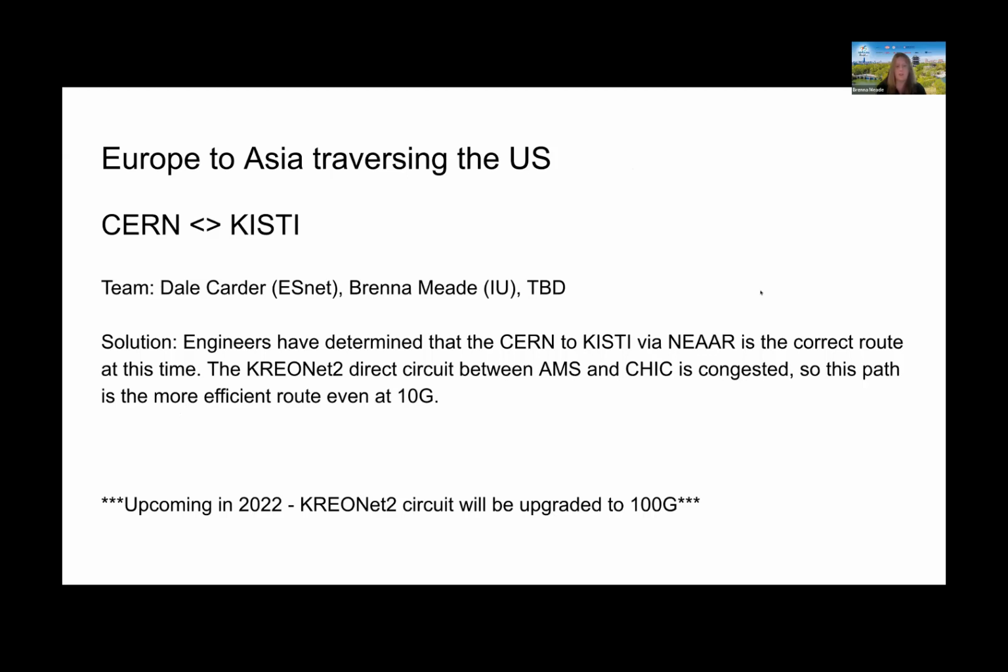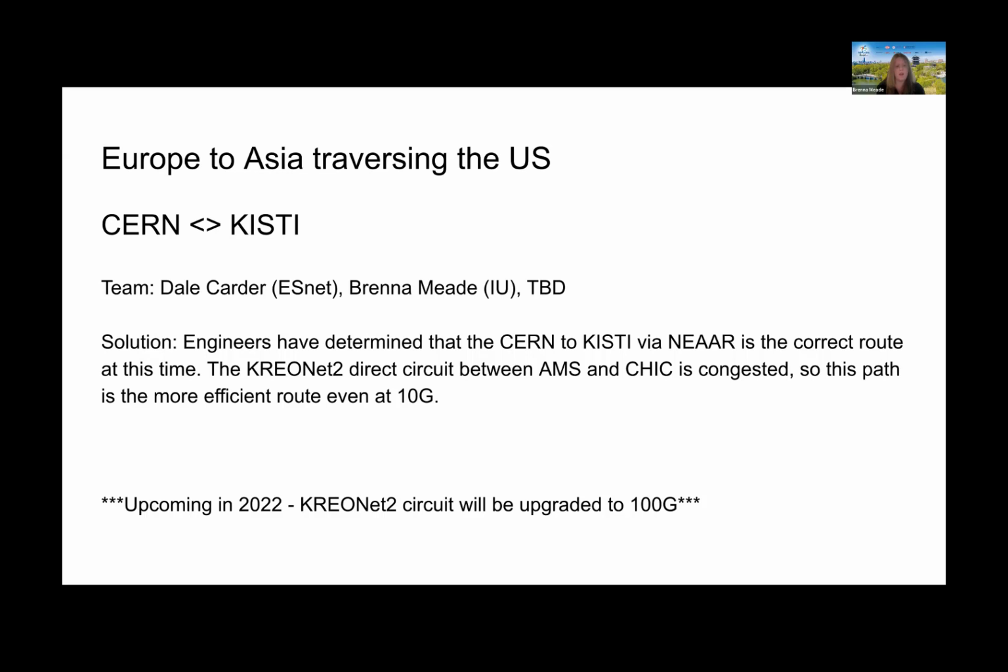Another one, this was an interesting one. Europe to Asia traversing the US. So CERN, which is in Switzerland, to KISTI in South Korea. We worked with ESNet, myself, and KISTI to fix this one. Our solution to this one was not to make any changes, as the engineers working on this determined that the CERN to KISTI via NEAR was the correct route at this time.